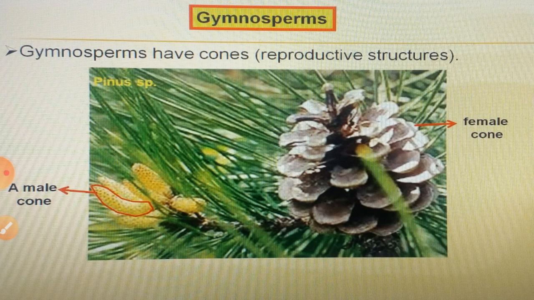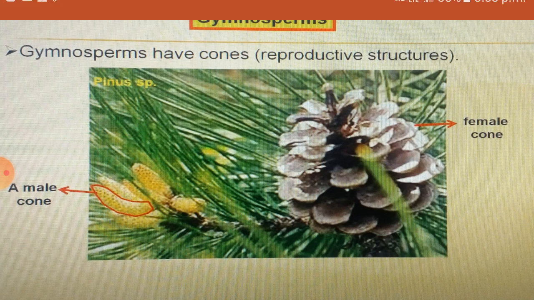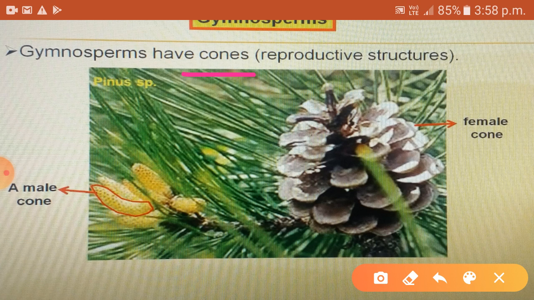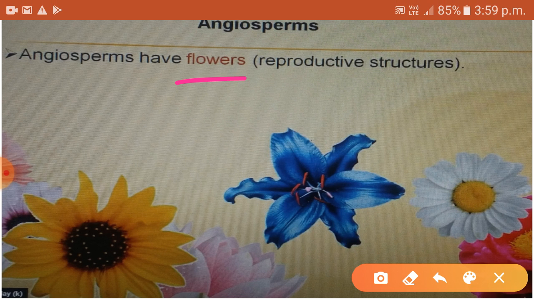You know that gymnosperms have reproductive structures called cones: a male cone and a female cone. Male cones bear pollen grains and female cones bear ovules. In angiosperms, instead of cones, there are flowers.